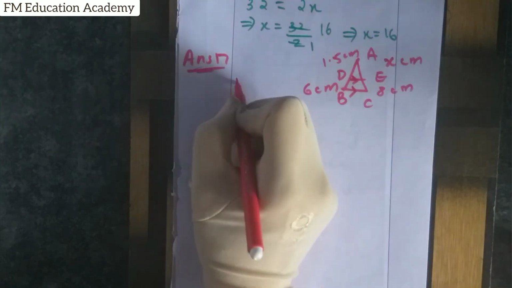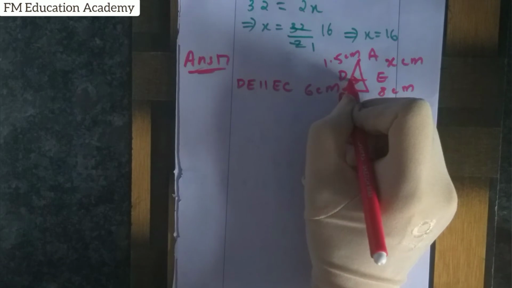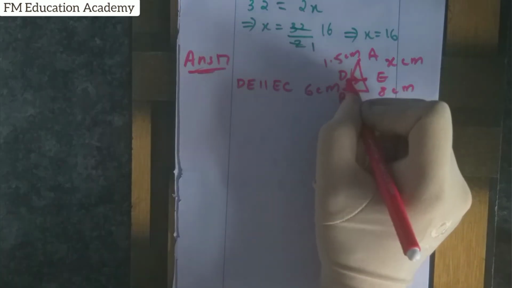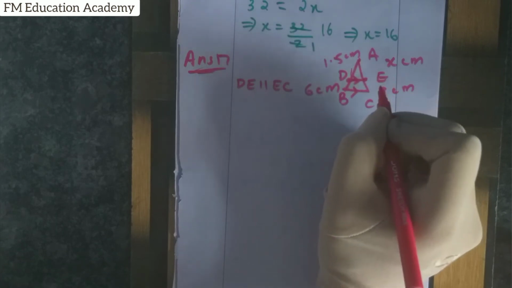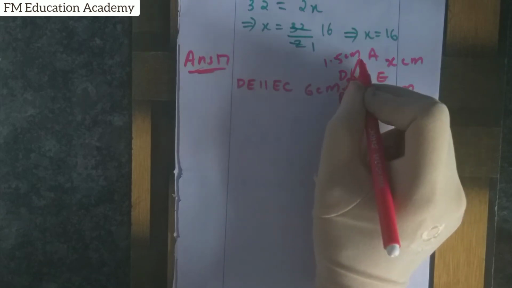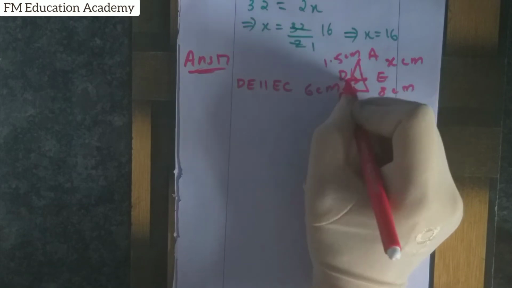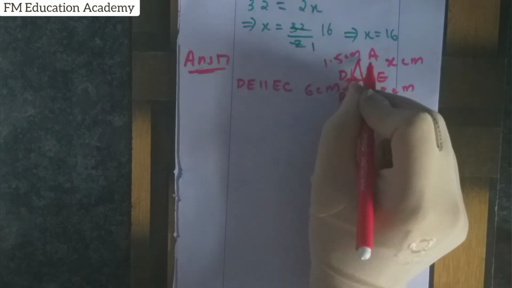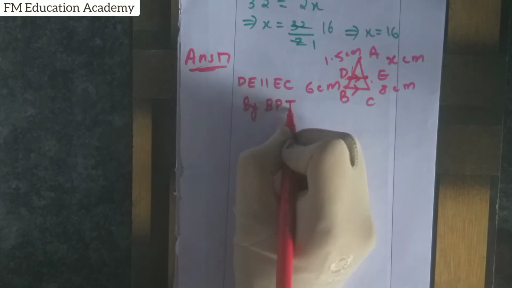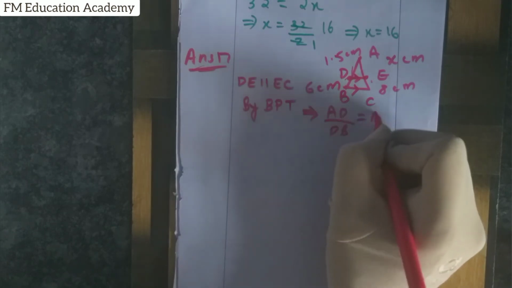We know that whenever a line meeting a triangle in two distinct points is parallel to the third side, then the sides are divided in the same ratio. So we can see here that AB is divided in the ratio AD by DB and AC is divided in the ratio AE by EC. This is the basic proportionality theorem, BPT. So by BPT, AD by DB is equal to AE by EC.